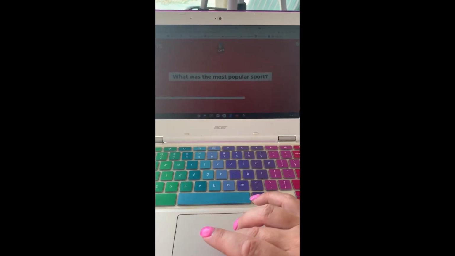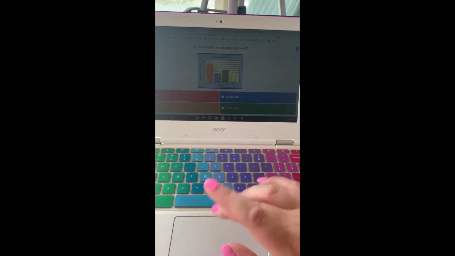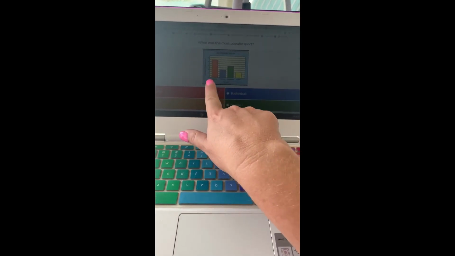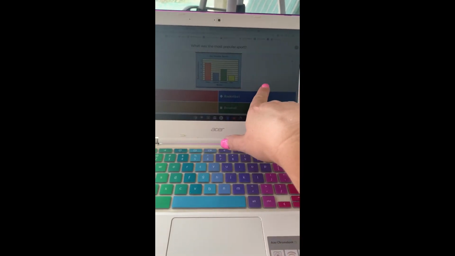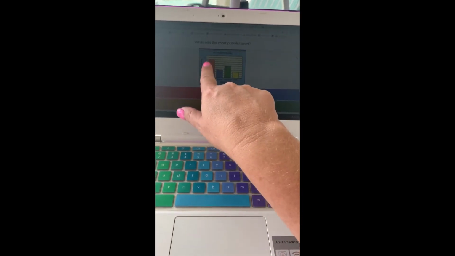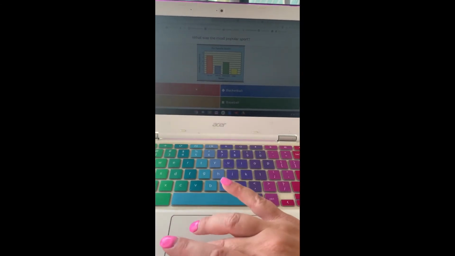Most popular sport. It's another bar graph. Okay, again, you got to pay attention. Here's your sports and here are your numbers. The most popular is going to be the tallest, and it's going to be soccer. It's not asking for the number, it's asking for which one.